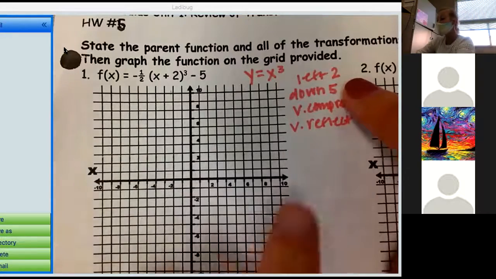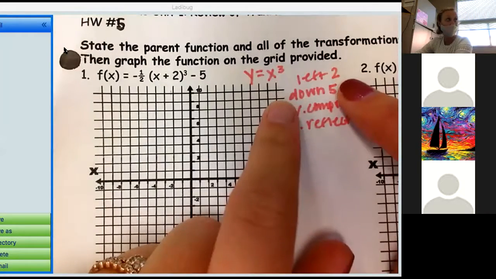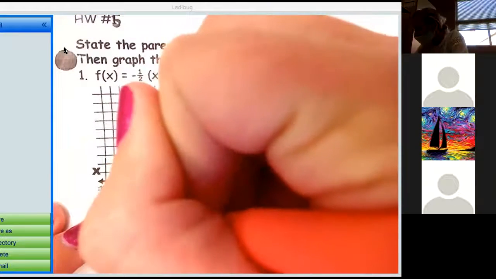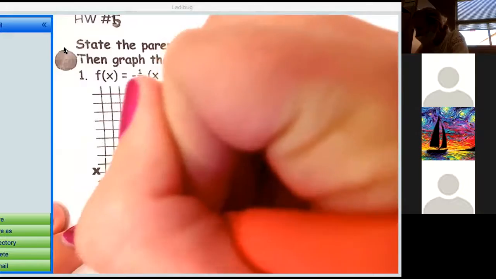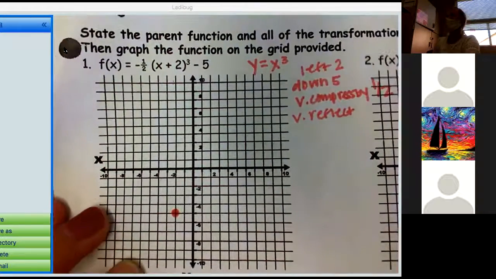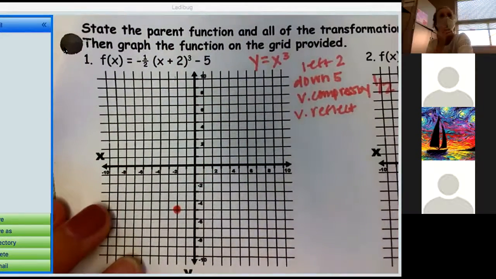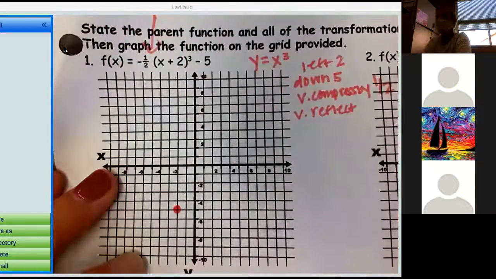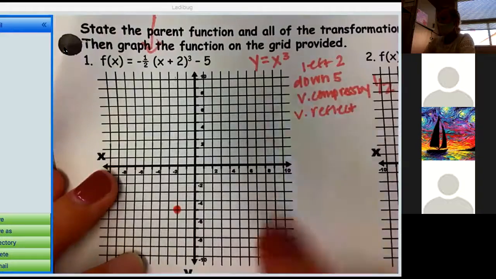So the initial point should be at -2, -5. You should have gone and put a point at -2, -5. So right here. That's your initial point. Now from there, your Math 2 teacher should have taught you that you use the A value to find the next point. Okay, so look at x cubed.